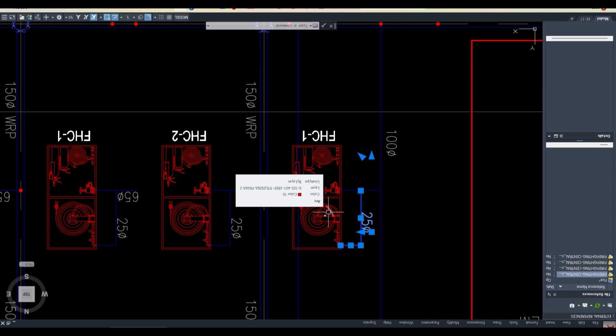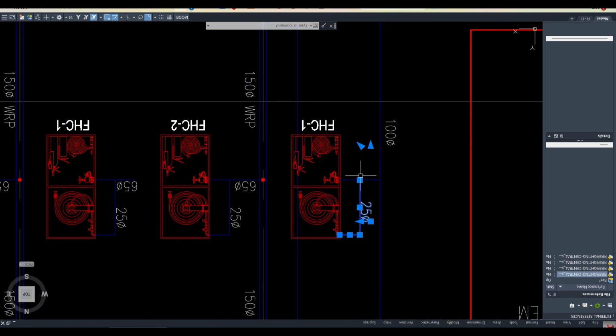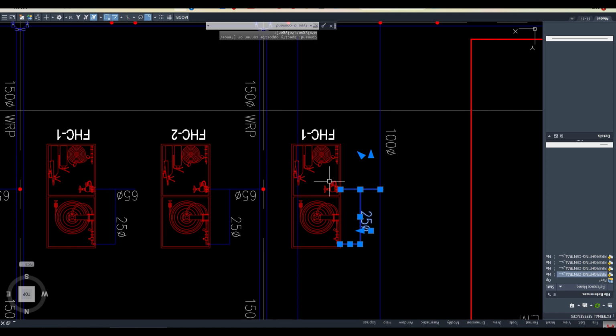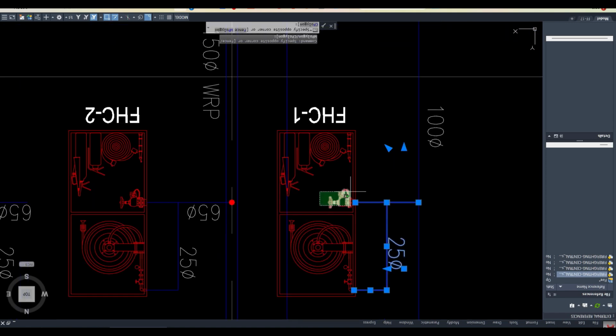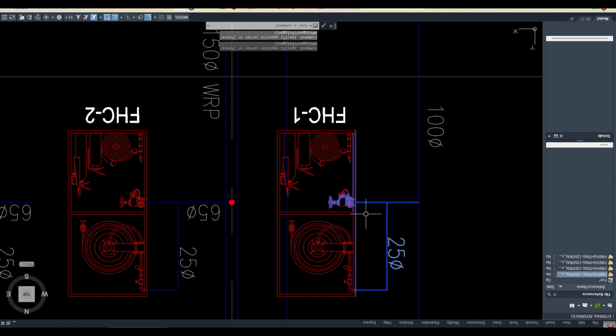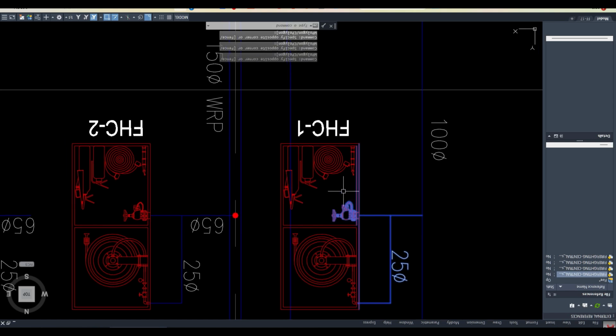Pressure is also important, so note this down. In the hose reel system: 25 mm diameter pipe size, 30 meters long, at 4.5 bar pressure. Clear? Now coming to the landing valve. Landing valve is also having the same hose reel system, but the only thing is the hose is disconnected.